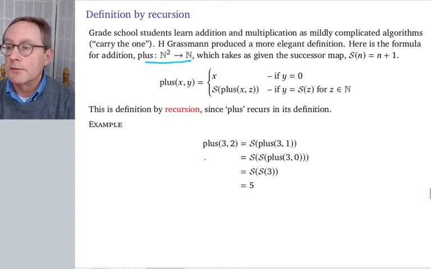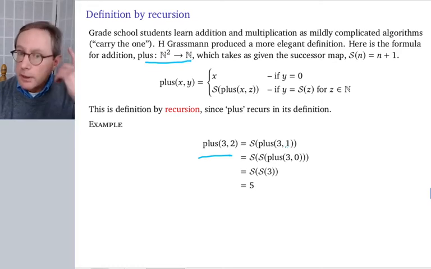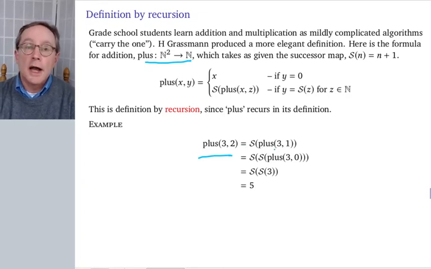Here is the plus of 3 and 2, okay? The definition says, because this says 2, not 0, it's the successor of the plus of 3 and 1. And, well, the plus of 3 and 1 is 4, the successor of that is 5, so that's right. Well, plus of 3 and 1 is defined as the successor of the plus of 3 and 0. So that's what recursion is about. We go back to the well here a second time.